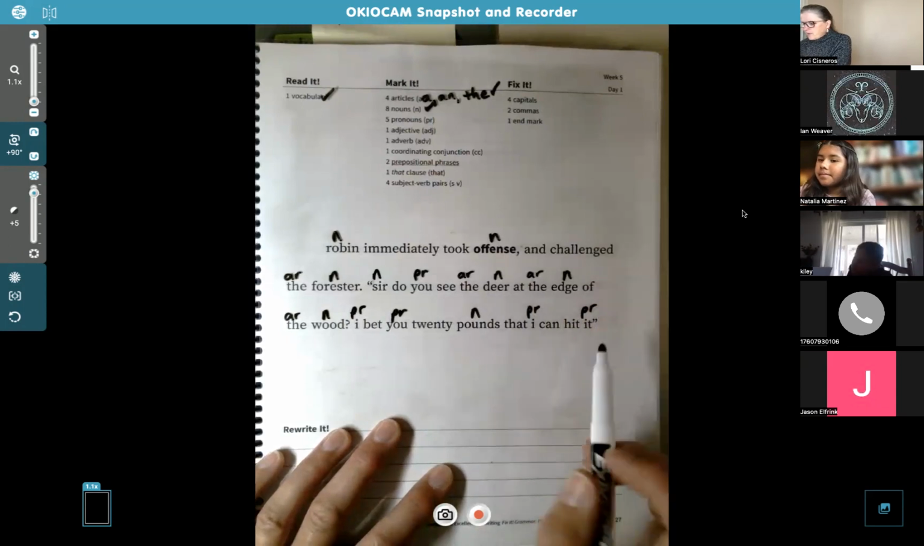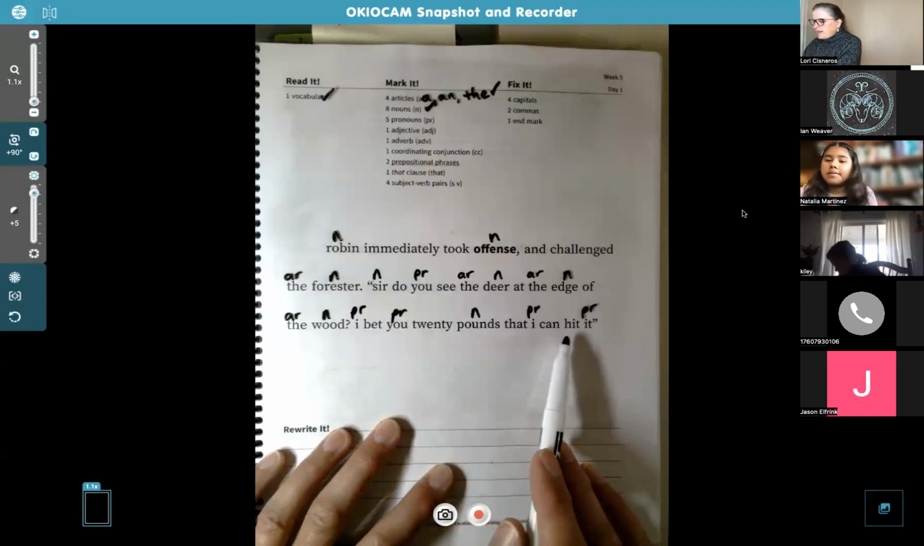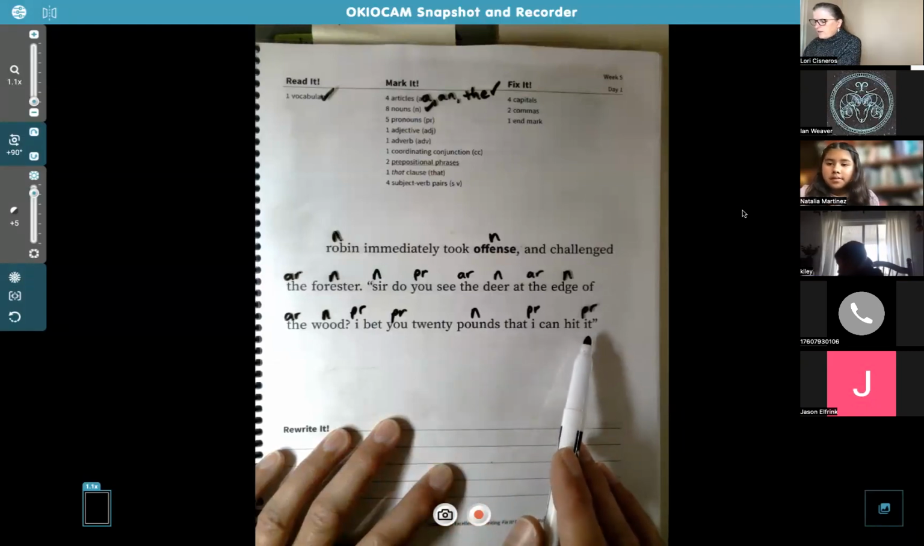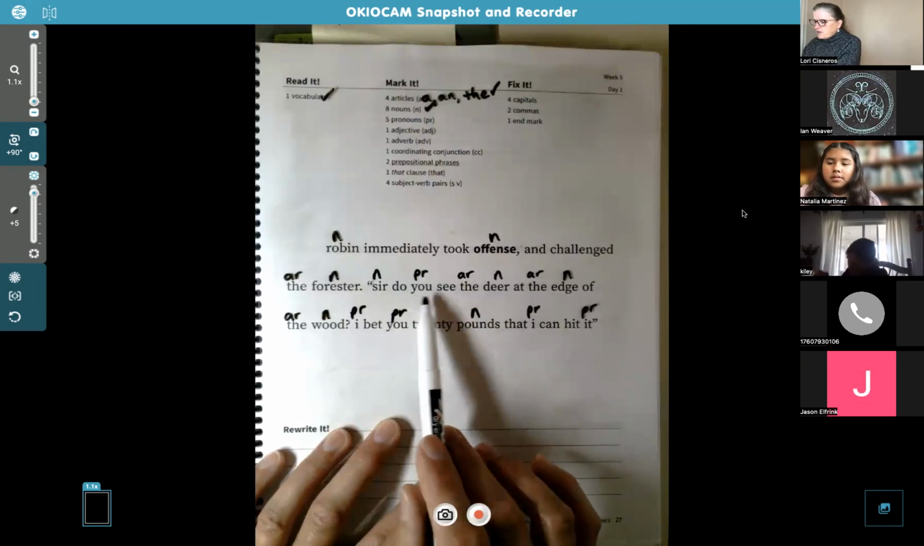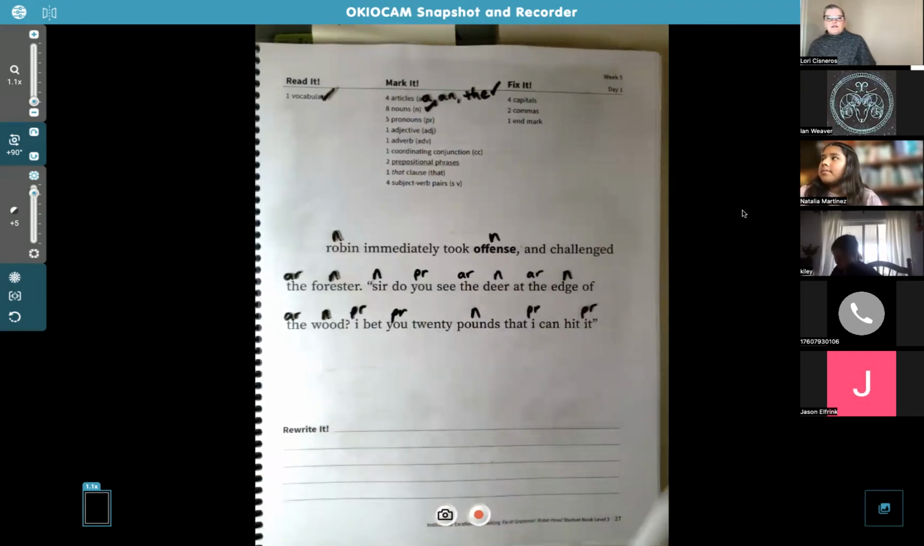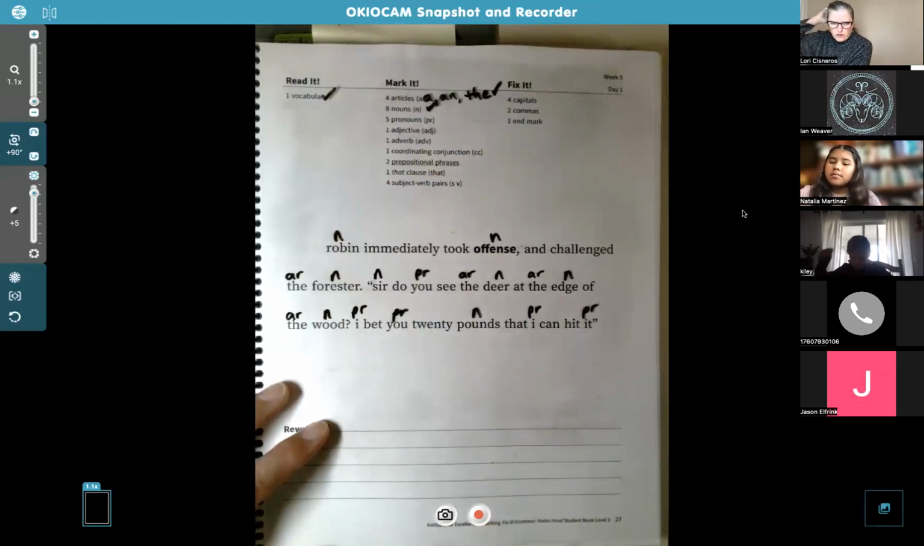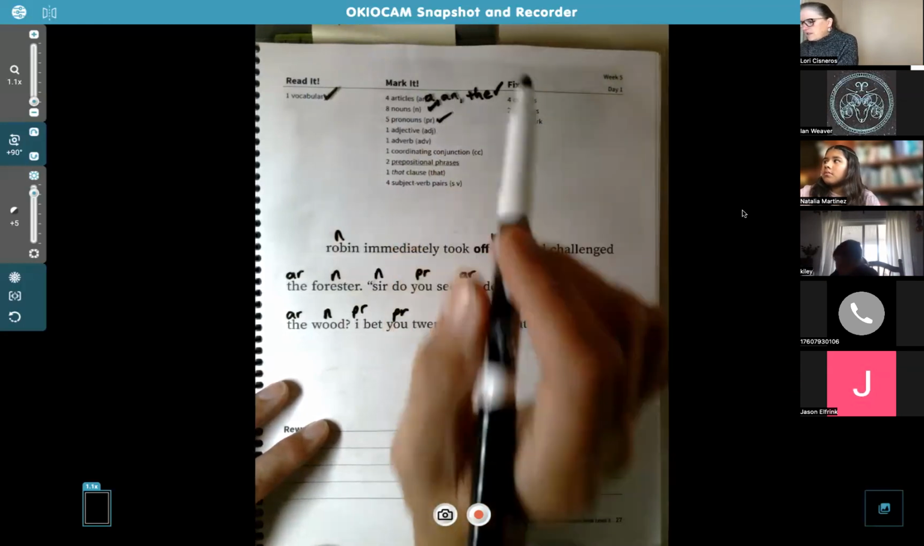It is actually right here. It is a pronoun, and it's talking about, I bet you 20 pounds that I can hit it. He's talking about the deer. Or do you see the deer at the edge of the wood? I bet you 20 pounds that I can hit it. So he's hunting, basically. And it is referring to the deer. Even though a deer could be a boy or a girl, maybe they can't tell from that far away, so they call it it. Okay, good. Good job, Natalia.